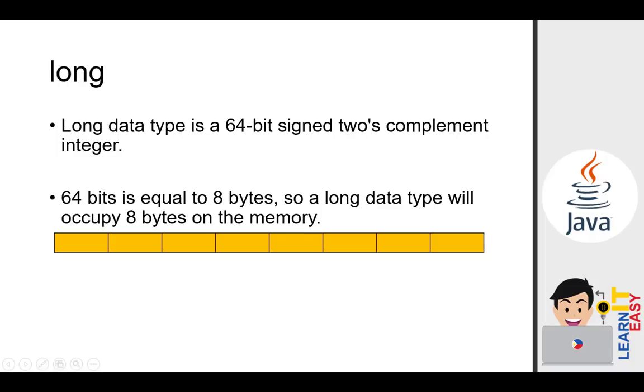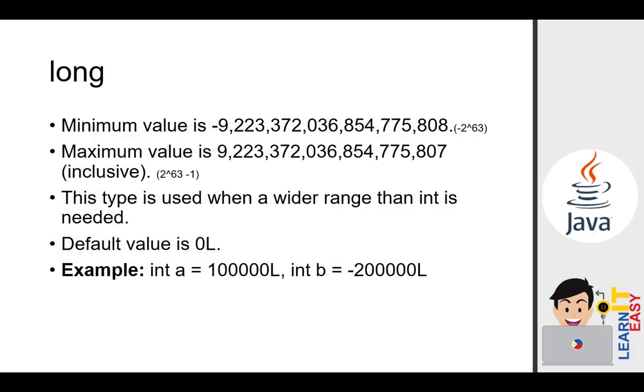Long is the last variant ng integral data type, kaya whole number lang din ang pwede mong ipa-store na value sa kanya. Minimum value is shown. Ayoko nang basahin, sobrang haba, including the maximum values. This type is used when a wider range is needed than kung ano yung kayang i-provide ng integer. The default value will be equal to 0L. Kaya, merong letter L na character do sa dulo is to tell the compiler na yung data type ng variable na to should be long.